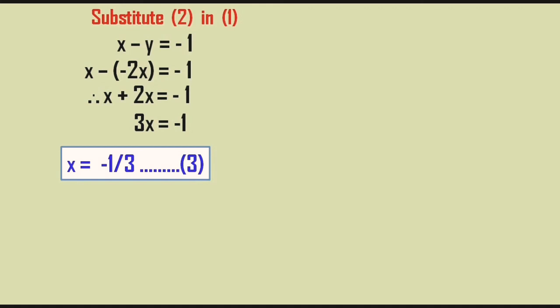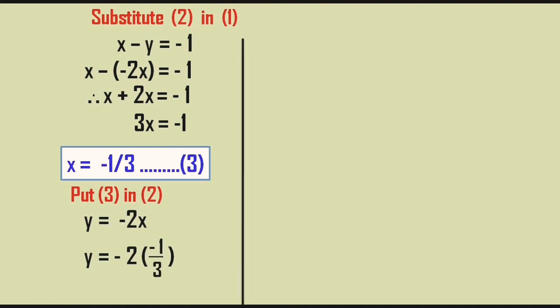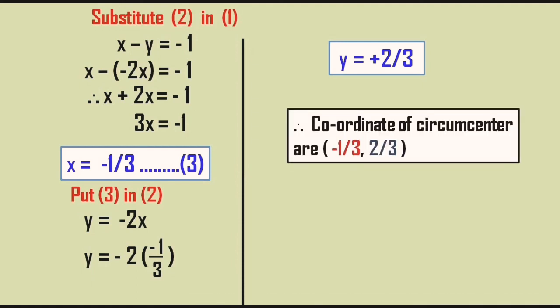Now it is time to resubstitute this value of x in equation number 2. That results in y equals minus 2x. This is the original equation. Now remove that x, and instead of that x, I'm going to put minus 1 upon 3. We know that numerator into numerator, denominator into denominator is the normal funda for calculating the multiplication or the product of a number and a fraction. That results in plus 2 upon 3. Why plus 2? Because two negative numbers in multiplication give the positive sign. That makes minus 2 into minus 1 give us plus 2. So in this manner, we have found the coordinates of the circumcenter, that is minus 1 upon 3 and 2 upon 3.